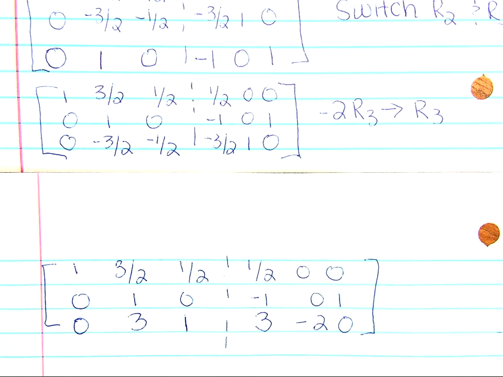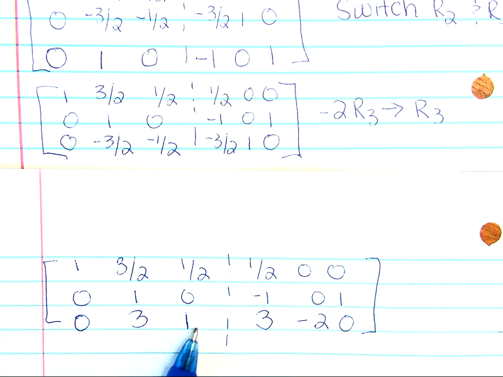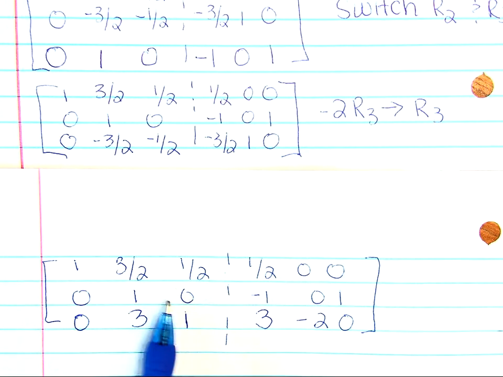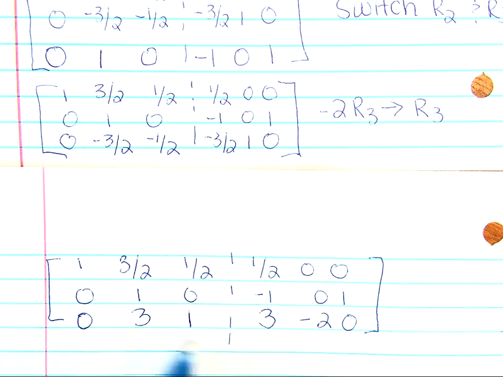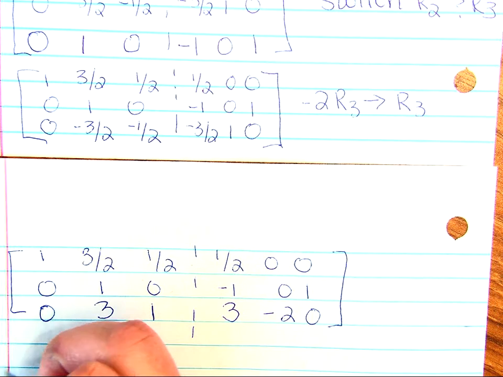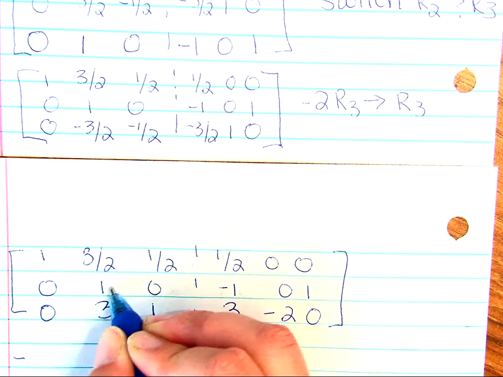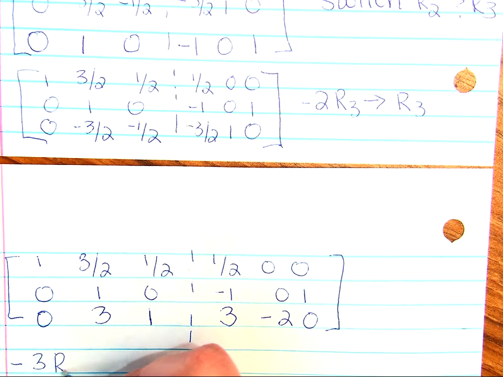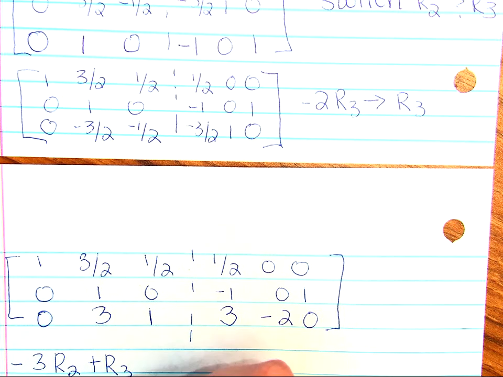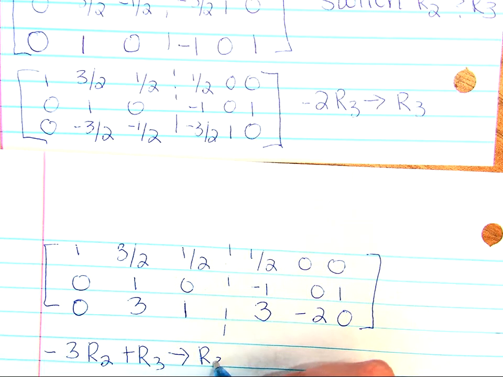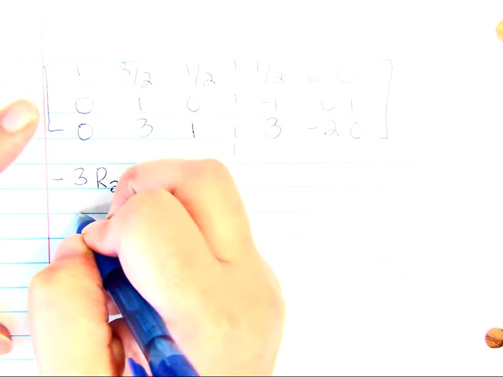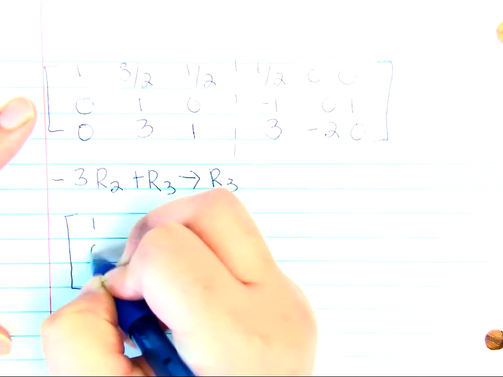So I'm getting to where I want to be. Now I've got 0, 3, 1, and so I'm going to work on getting this to be a 1 because I have 0 and 0 here. So if I add these two rows together, it's not going to change anything about that third row or anything about the second. So I'm going to do -3 row 2, and I'm going to add that to row 3, and that's going to be my new row 3. So I'm going to copy down row 1 and row 2 again.